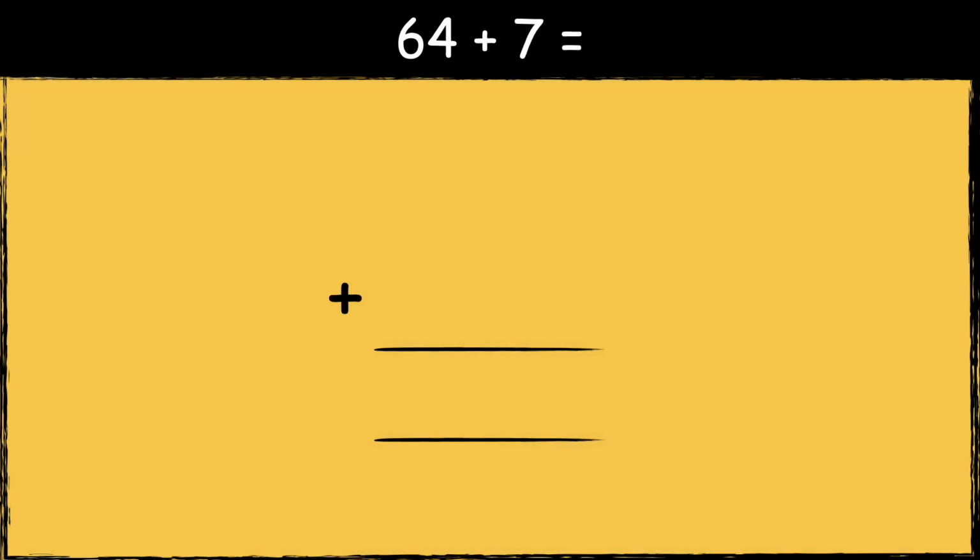Here's the third example. 64 add 7. Remember to line your numbers up correctly. The number 64 has 6 tens and 4 ones, and the number 7 has 7 ones. So now we're ready to add the digits in each column.